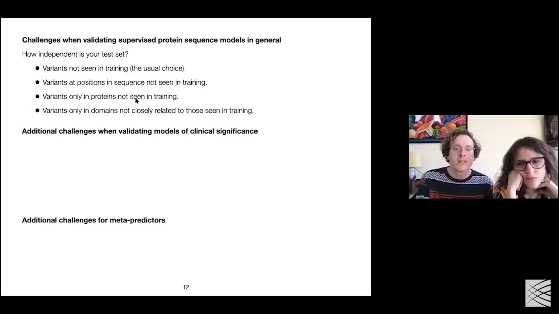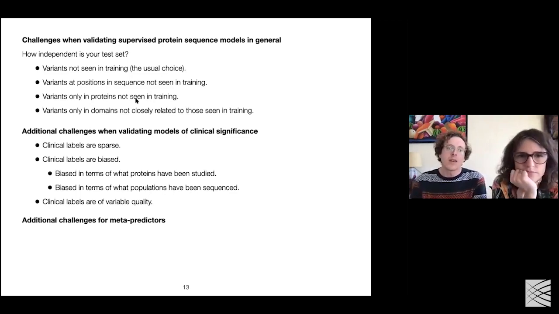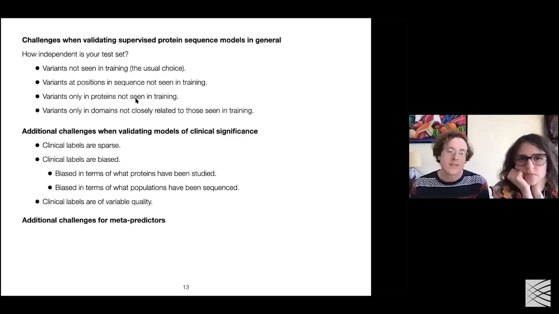Now, this problem gets augmented, or made worse, in the context of predicting clinical labels, because the labels themselves are extremely sparse. I mean, this is precisely the problem we're trying to solve, right? This is the insight that Mafalda just described. So there are only a very, very small set of labels. And what's more, they're quite biased. There's a lot of history behind where these labels have come from.